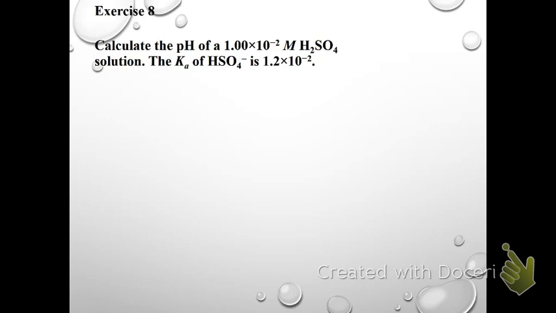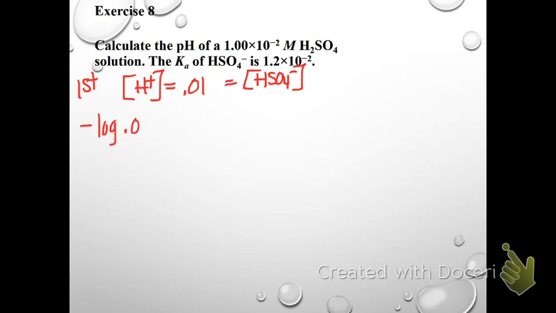Okay, and that is the same difference, but now we're not going to do the... Are you okay if I don't do the whole RICE table here? Okay. Maybe I still want to. I'll do the first dissociation, right? So we have H plus in the first dissociation equal to 0.01. That's also going to be equal to the HSO4 minus. Do you agree with that? Okay, so we're good there. So if I were to take the negative log of 0.01, I get a pH equal to 2.